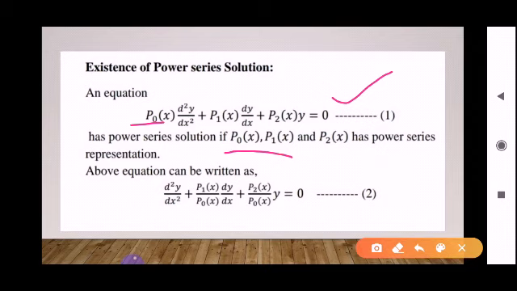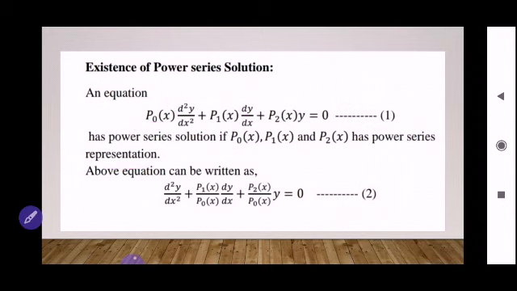Means these polynomials p0 of x, p1 of x and p2 of x must have a power series representation, and the power series expansion must exist. Then we can say that the power series solution of this equation exists, otherwise not.